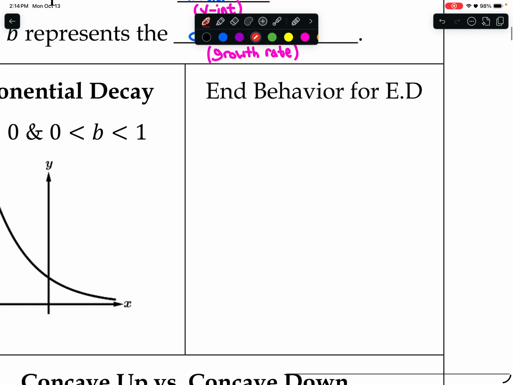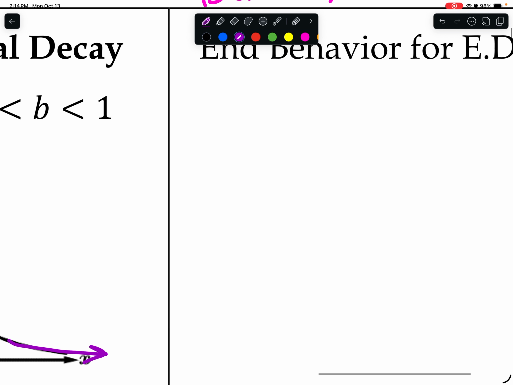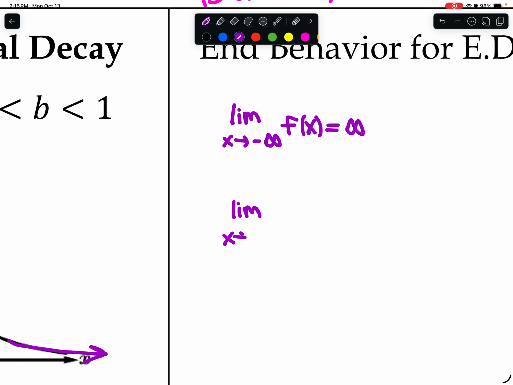Now looking at the end behavior of this exponential decay, as I go left indefinitely, my graph is increasing, and as I go right indefinitely, my function levels off. So my end behavior: the limit as x approaches negative infinity of f of x approaches positive infinity, but the limit as x approaches positive infinity of f of x equals my horizontal asymptote, which in this case is 0.